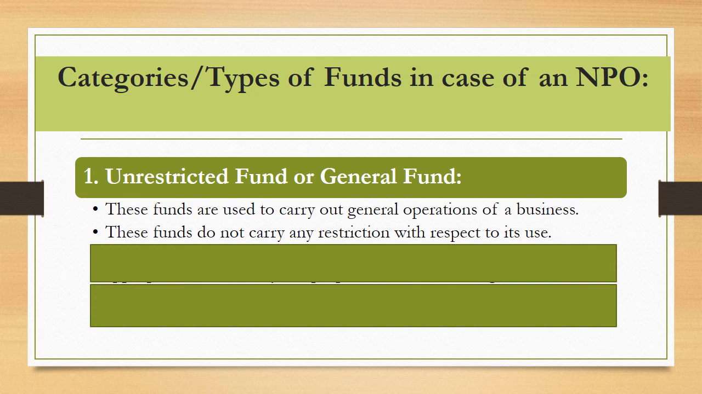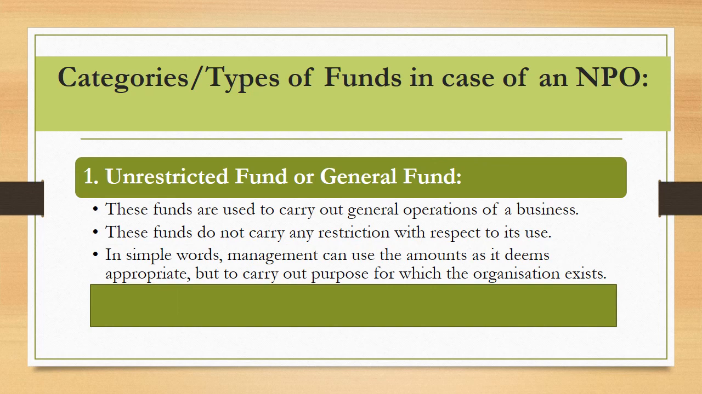It means हम कहीं पे भी इसे यूज कर सकते हैं. हम means NPO as per its own convenience, because there is no restriction on their use. Third thing which you should know, that management can use जो भी इस अमाउंट को यूज कर सकते हैं जहां पे वो इसे अप्रोप्रिएट समझे.